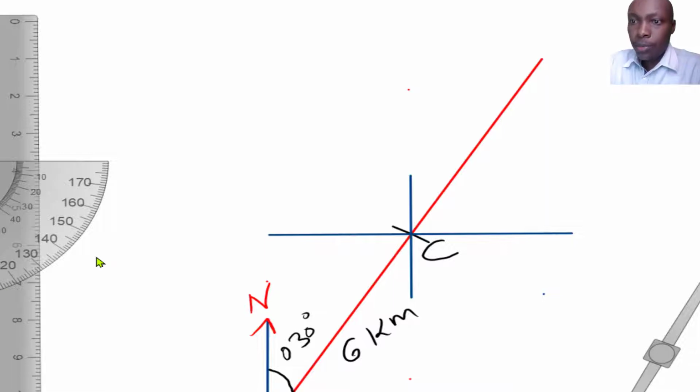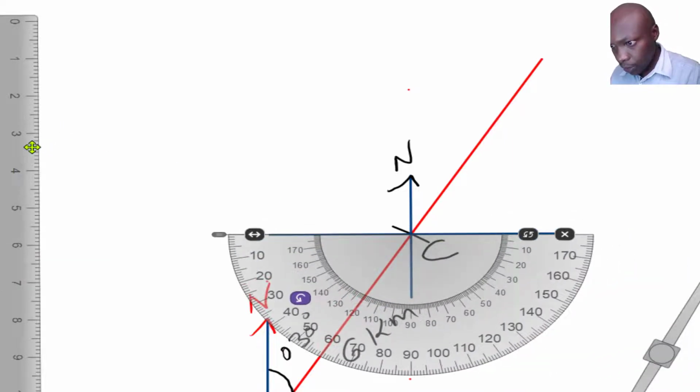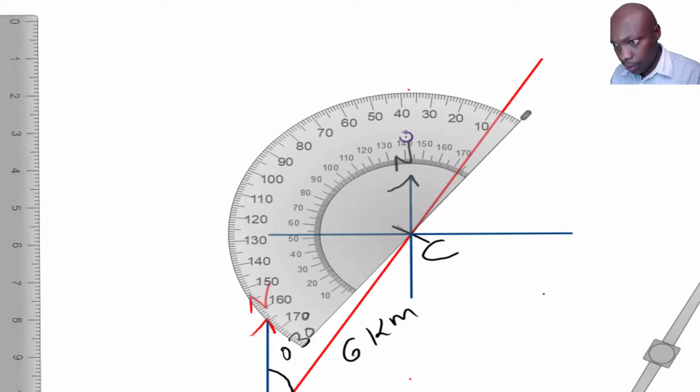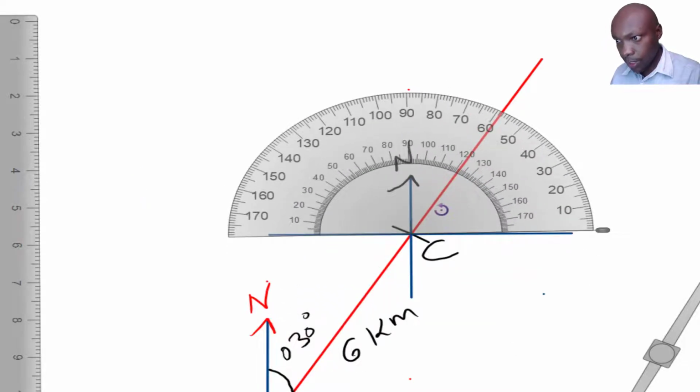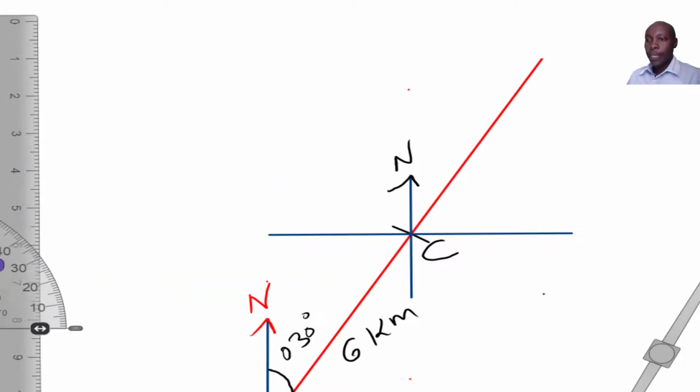So this is my compass. The true north is there. You can always confirm whether that angle is 90. So you can see it is 90 from here, from this end, and then that is 90. It is okay. It is 90. So that is the compass.